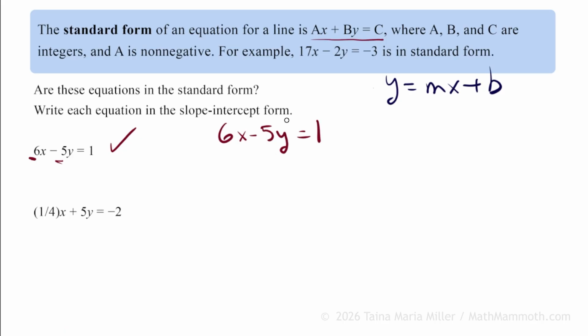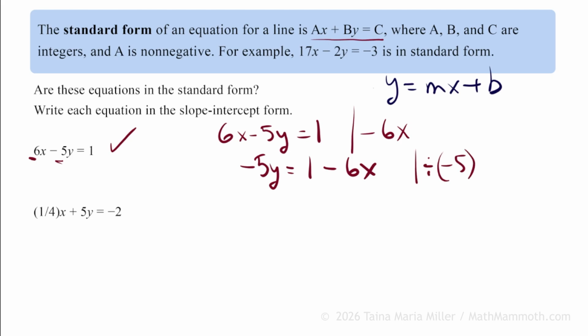To solve for y, I need to isolate the term with y, so I will subtract 6x from both sides. And then I have minus 5 times y, so I will divide both sides by negative 5. Like that. But it doesn't really look like the normal slope-intercept form yet, y equals mx plus b. We need to rearrange it a little bit.